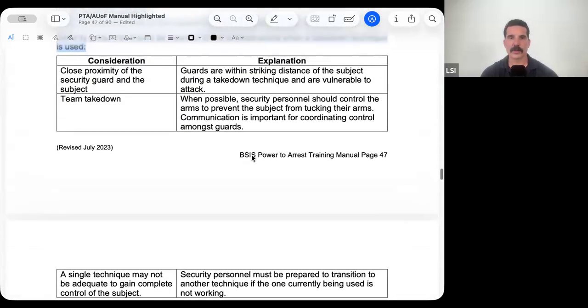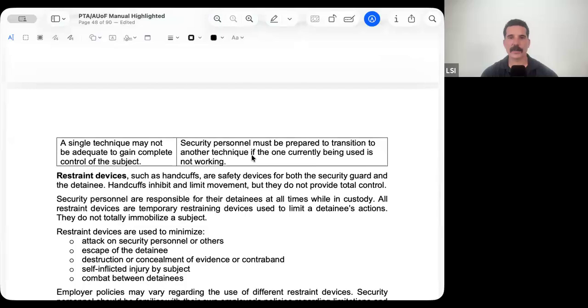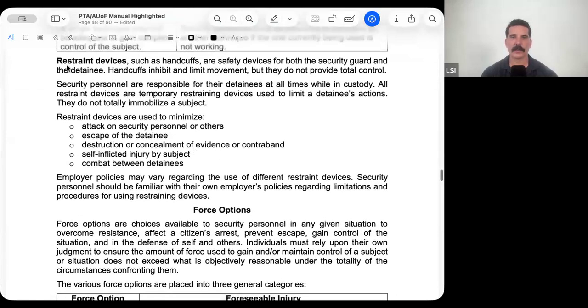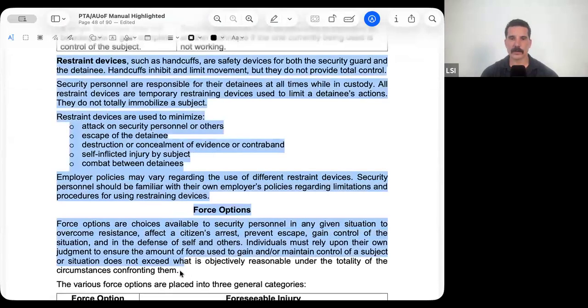And then the next consideration is a single technique may not be adequate to gain complete control of a subject. And the explanation of that is security personnel must be prepared to transition to another technique if the one currently being used is not working. And it continues.